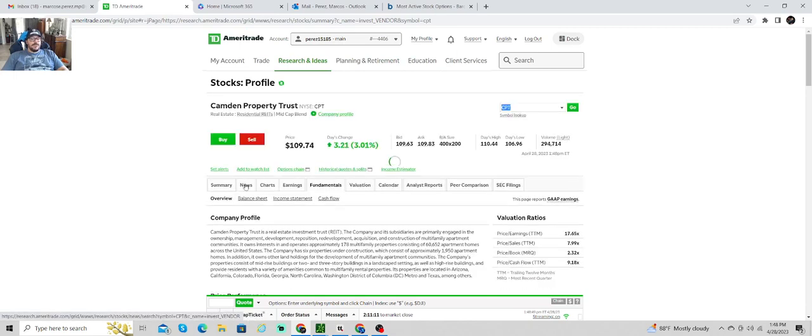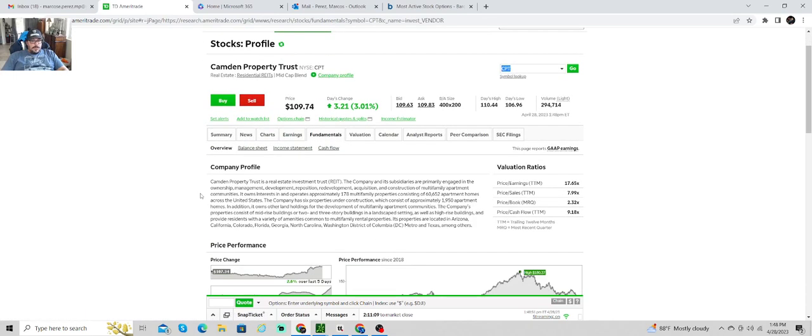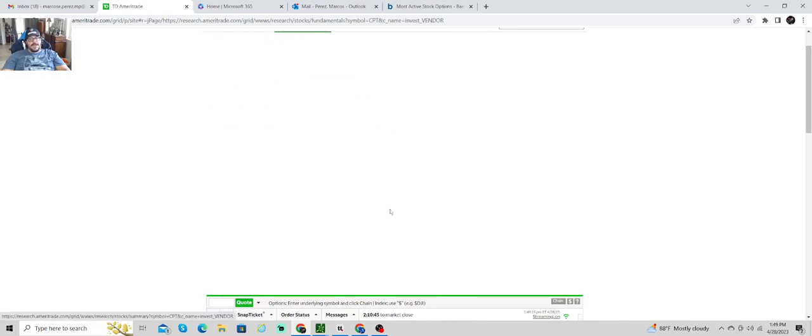And let's see, fundamentals. The company is engaged in ownership, management, development, acquisition, and construction of multi-family apartment communities. 171 multi-family properties consisting of 60,000 apartment homes across the U.S. Wow, so they have a lot of apartments all over Florida, California. So pretty good REIT, and they have a good rank here.